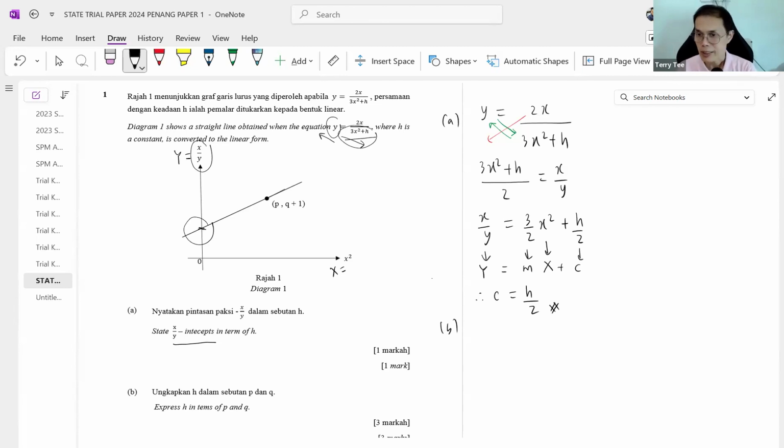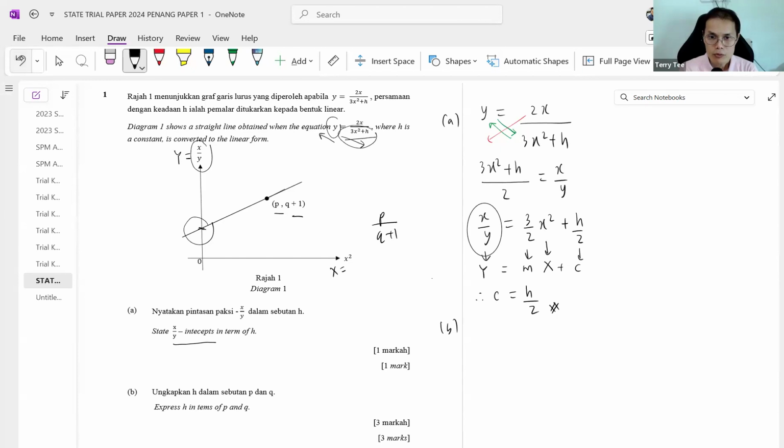Okay, part B is supposed to express your h in terms of P and Q. Notice P and Q, they are the x and y coordinate of the straight line that you've got. So we need to substitute inside your equation of straight line. But again, it's a bit hard to see from here because this is x over y. A lot of people tend to get confused. They tend to sub in, for example, x with p, y with q plus 1, which is actually wrong. We can't do that.